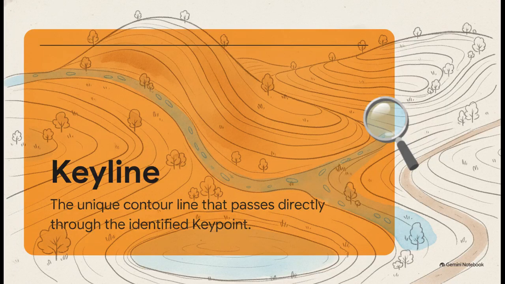Once you've identified that key point in a primary valley, you can trace its elevation all the way across the landscape. That specific contour line is known as the key line, and this line becomes your foundational baseline for organizing the whole property. It dictates exactly where to place water storage, roads, trees, and it tells you how to cultivate the soil so you can safely capture and redistribute water.